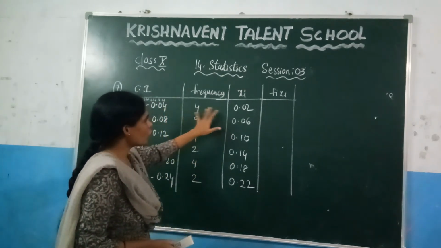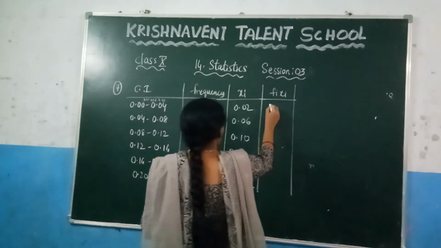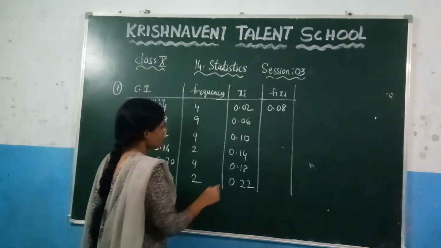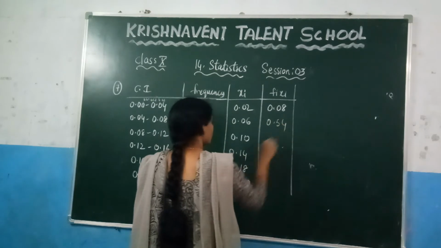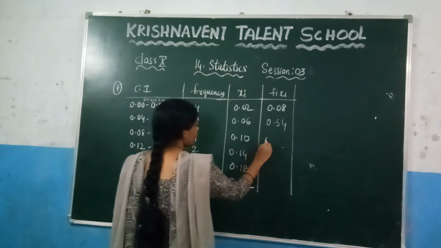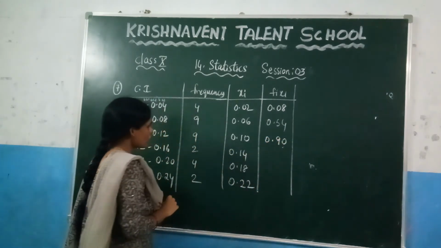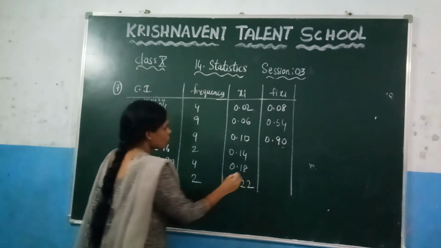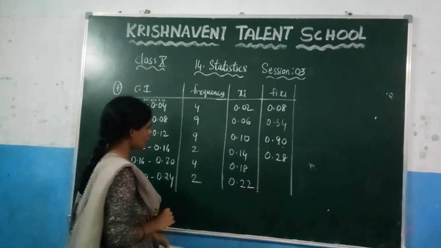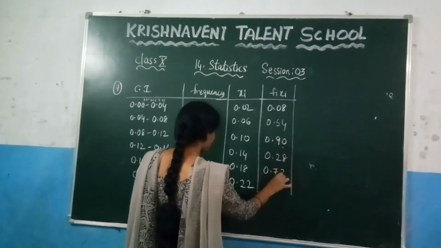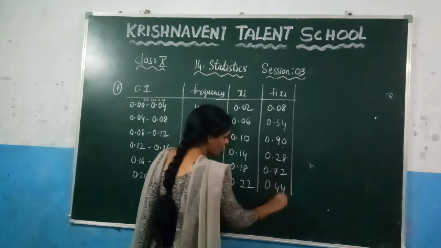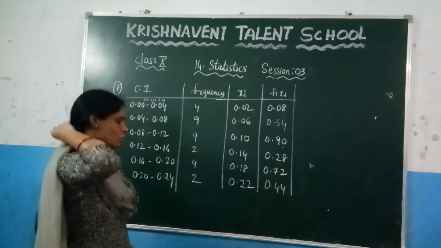So what is the value of 4 into 0.02? It gives you 0.08, right? And what is the value of 9 into 0.06? It gives you 0.54. And what is the value of 9 into 0.10? 0.90. And what is the value of 2 into 0.14? You will get 0.28, right? And what is the value of 4 into 0.18? It gives you 0.72. And after that, what is the value of 2 into 0.22? It gives you 0.44, right? We have just multiplied these values. So what is the next step?